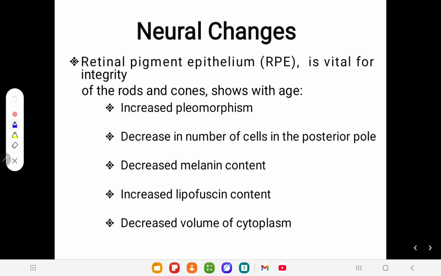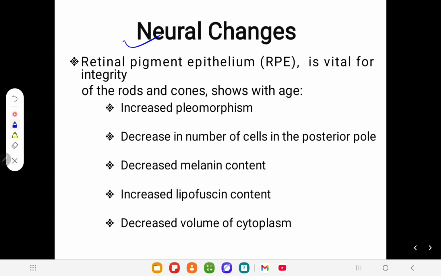So these are the things with the optical senses, and optical senses definitely include myopic shift, presbyopia, and hypermetropic change. These are all also considered in optical senses. Let's discuss neural senses.